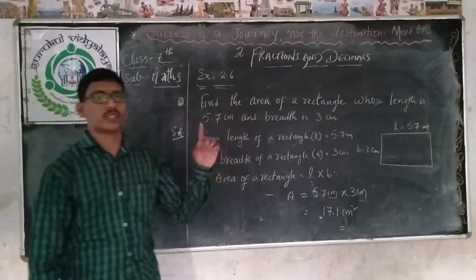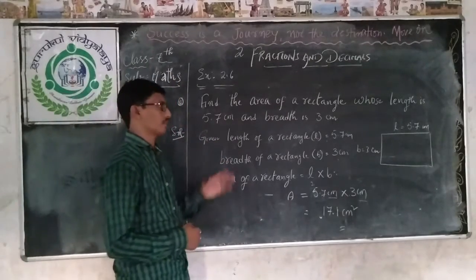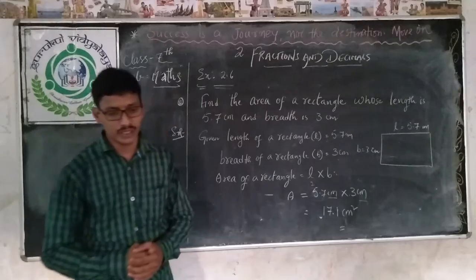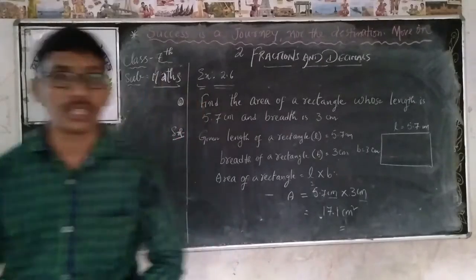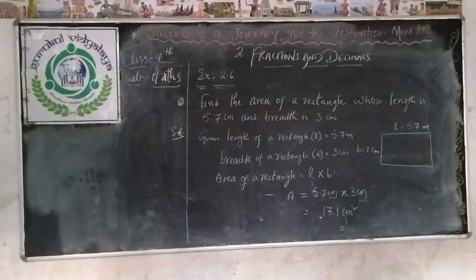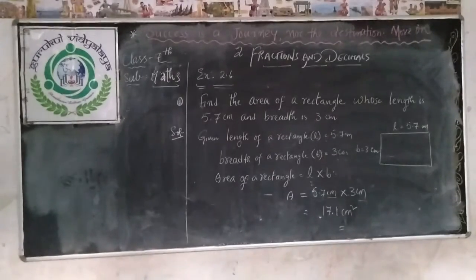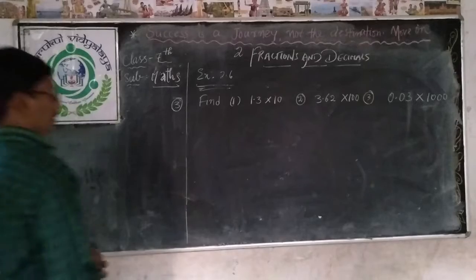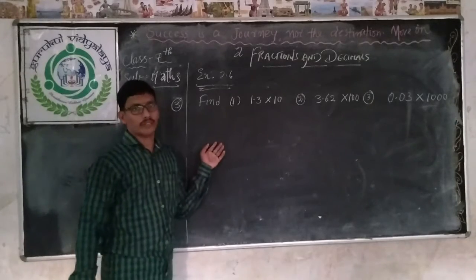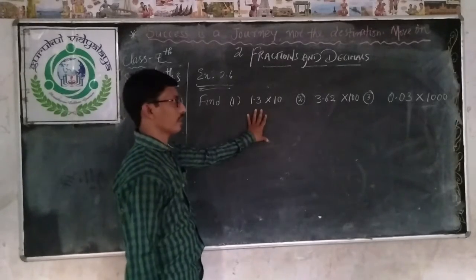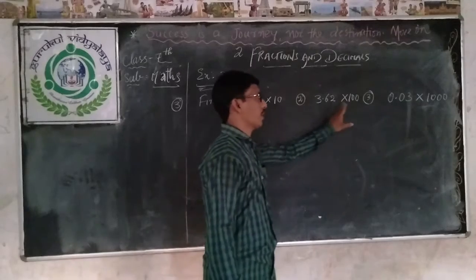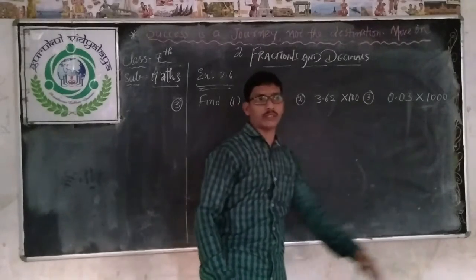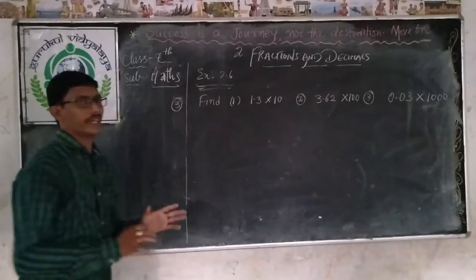Next one, third one. See, already in the first round we completed these problems, and in the third round the same kind of problems are given. So let us do some more problems from the third round. Okay children, coming to the next round, third round, find the values. 1.3 into 10, 3.6 into 100, 0.03 into 1000. Okay, so three different problems are given.